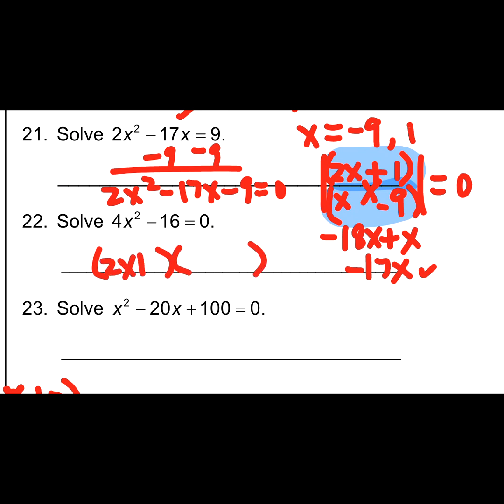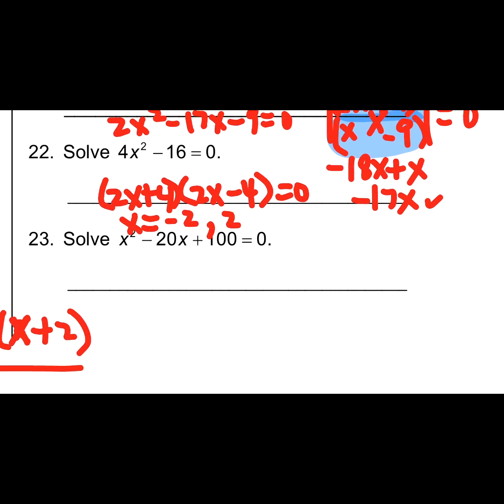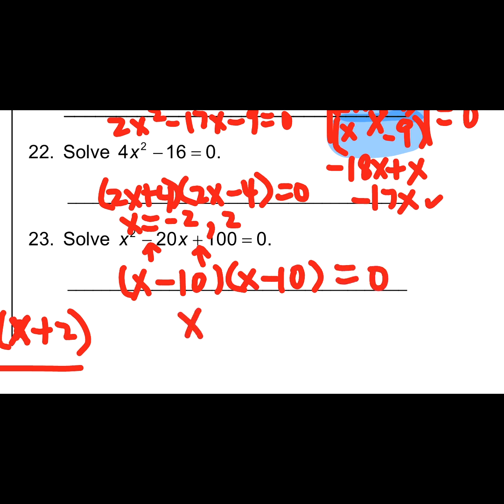And then number 22, this is a difference of squares. So we have 2x plus 4 and 2x minus 4. Solving this will give us the answer of x equals negative 2 and 2. And the last question is solving it. Again, we can factor it into x and x. The signs are the same, they are both negative, and our two numbers that multiply to get 100 and add up to get 20 are 10 and 10. And so solving it, we will only have one solution, so x equals 10 is the final answer.